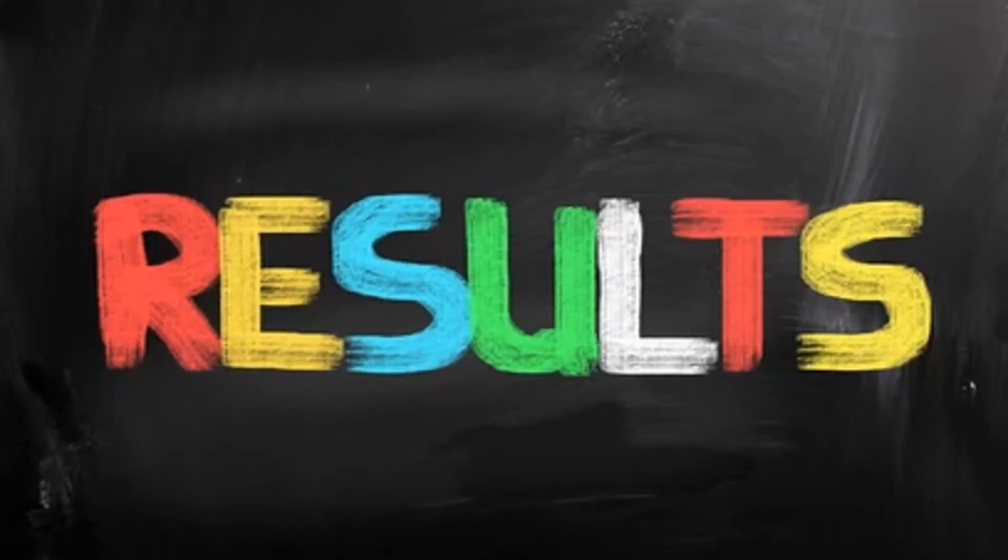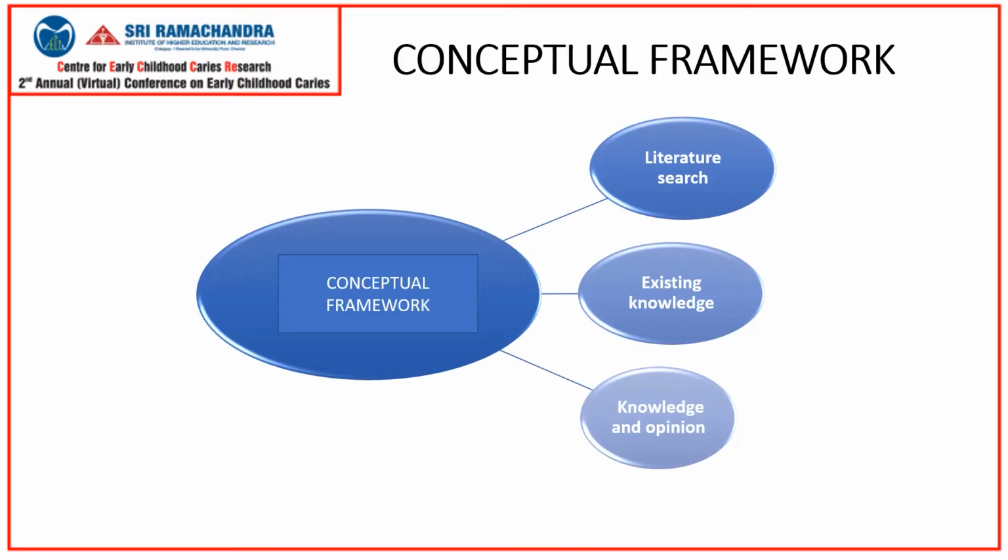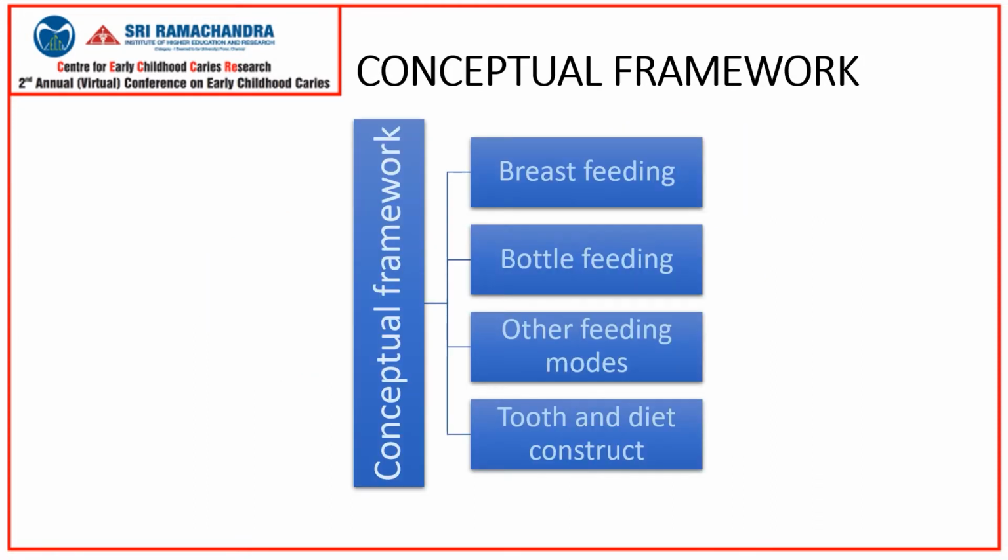So moving on to the results, a conceptual framework was formed based on a thorough literature search, existing knowledge as well as from expert knowledge and opinion. So the conceptual framework included 4 constructs, which was breastfeeding, bottle feeding, other feeding modes. This includes the use of the sipper, the tumbler, the paladai, etc. And finally, the tooth and the diet construct.